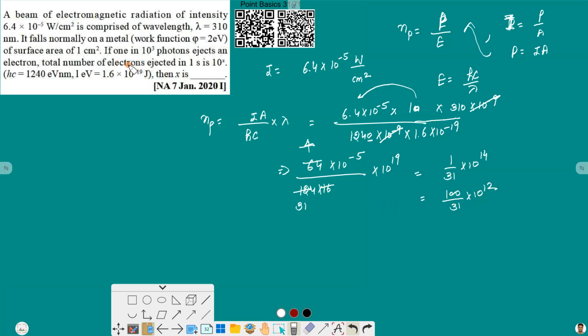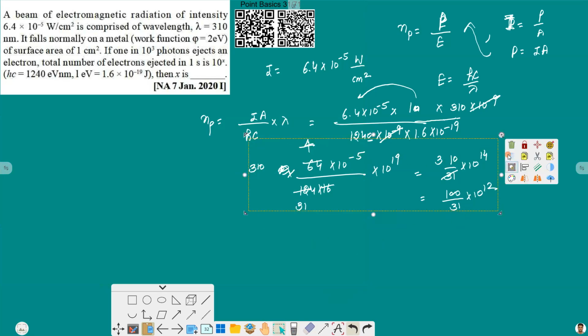Now it is mentioned, okay, correction here, I forgot 310. So here in multiplication I will have 310, so 310 will also be here and this will get cancelled. I think, okay, let me redo this whole scenario because there is a mistake.